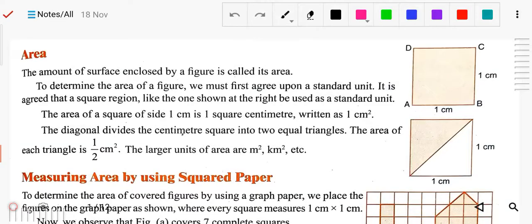Good morning, students. Today we will solve exercise 24C. In this exercise, we will solve questions based on area.